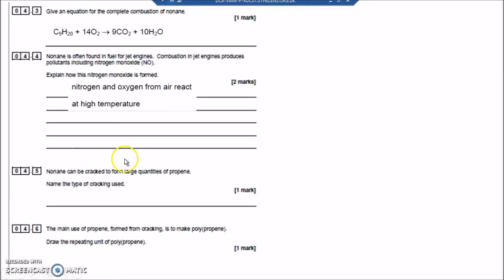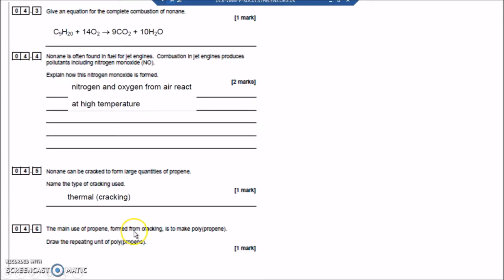Nonane can be cracked to form large quantities of propene. Cracking means you take long chains and you break them up into short chains. When you end up with compounds with double bonds in them, unsaturated hydrocarbons, the type of cracking used is called thermal cracking. Thermal means you're using heat to break the long chains down into shorter ones, and you get these double bonds. The other type of cracking is catalytic cracking, and you don't get double bonds in that. You tend to get cyclic structures.